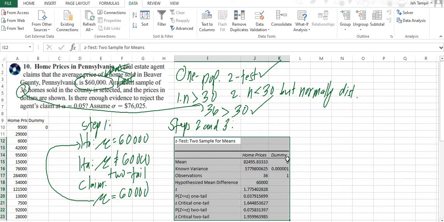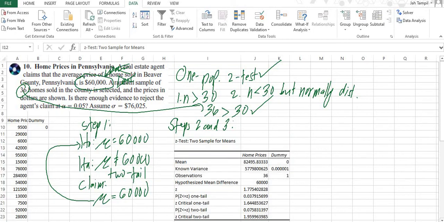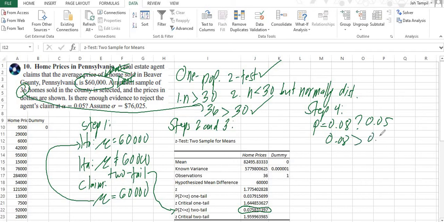So now we can do our step 4. So let's have it down here, step 4. Since this is two-tailed, we will look at the p-value here, which is two-tailed here. So our p-value, which is approximately 0.08 if we round it off to 2 decimal places, is that bigger or smaller than 0.05? In this case, our p-value is not smaller but bigger than 0.05.